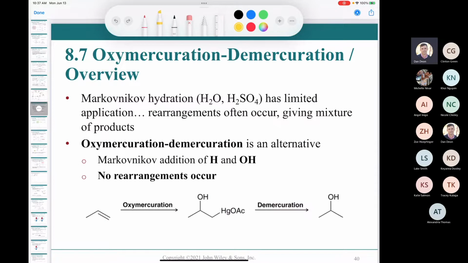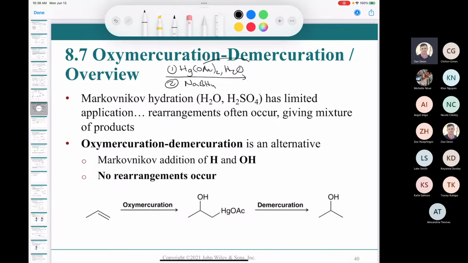Oxymercuration, demercuration. So this is a set of steps. The first step is to treat a molecule with mercuric sulfate, or sorry, mercury 2 acetate. So the first step is mercury 2 acetate and water. And the second step is sodium borohydride, so NaBH4.